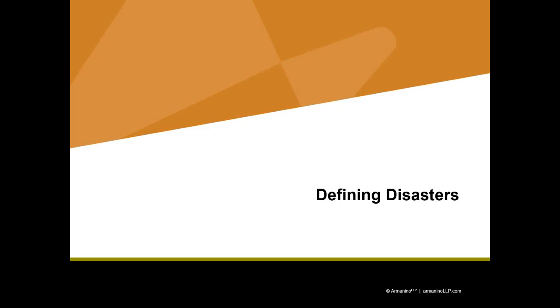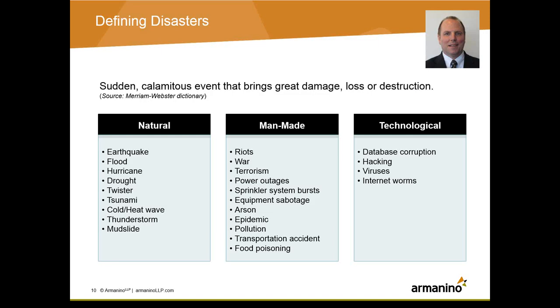First, let's define disasters. Usually when most people think about disasters, they think about the items in the left column here, which are natural disasters. That's your earthquakes, floods, hurricanes, et cetera. But there's also man-made and technological types of things that could impact your business. At the end of the day, it really comes down to anything that interrupts your business for any reason. And really, as you're doing the planning, you need to think about what all those different types of things are.